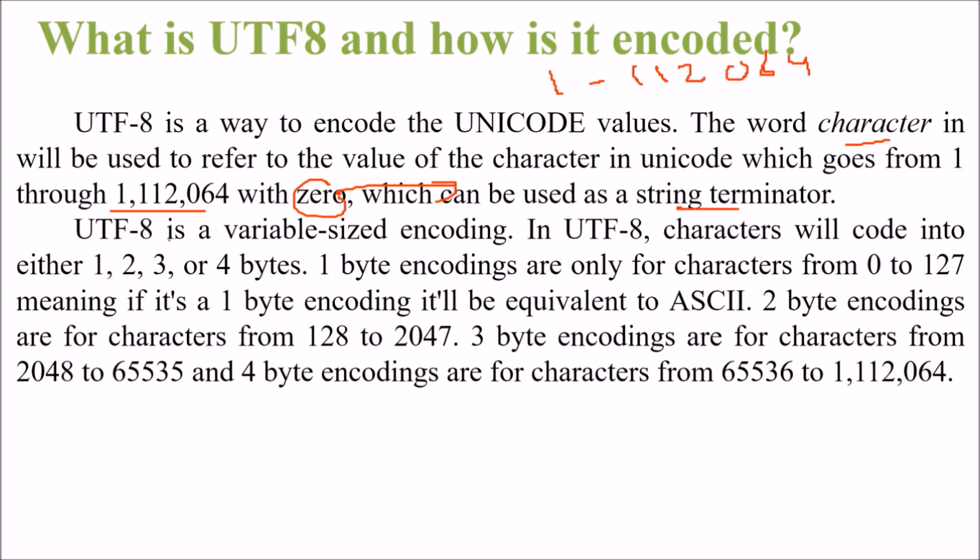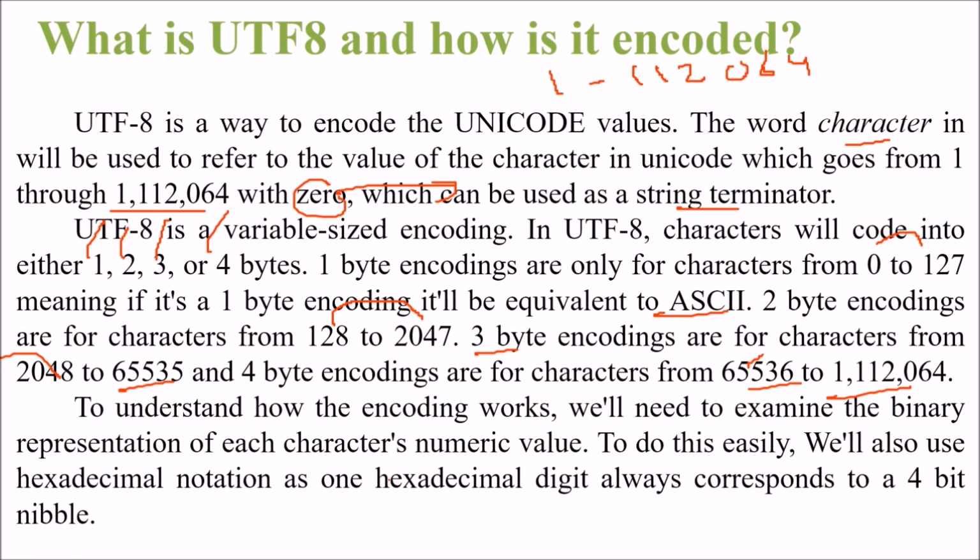UTF-8 is a variable size encoding, meaning characters will be encoded into either 1 byte, 2 bytes, 3 bytes or 4 bytes. 1 byte means 0 to 127, which is equivalent to exactly what ASCII is. 2 byte encodings are for all the characters from 128 to 2047. The 3 byte is from 2048 to 65535, and you will shortly know how these numbers came up. And the 4 byte encoding covers the characters from 65536 to 1112064.